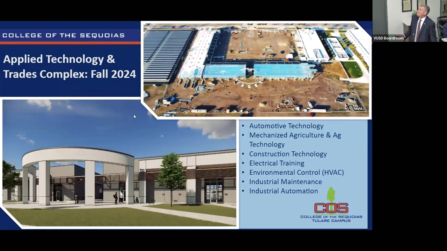And then finally, in the fall, we'll open up the Applied Tech and Trades Complex on our Tulare campus, a $40 million project that'll consolidate about 11 or 12 of our CTE programs. Many of you have seen our welding facility that's as big as an indoor football stadium in Tulare. This will just complement that, just about triple the overall size of that complex. Really excited about that, and hopefully we'll get this board down to see it. We've already had some of your high schools visit as well, so looking forward to showing that off in the fall.